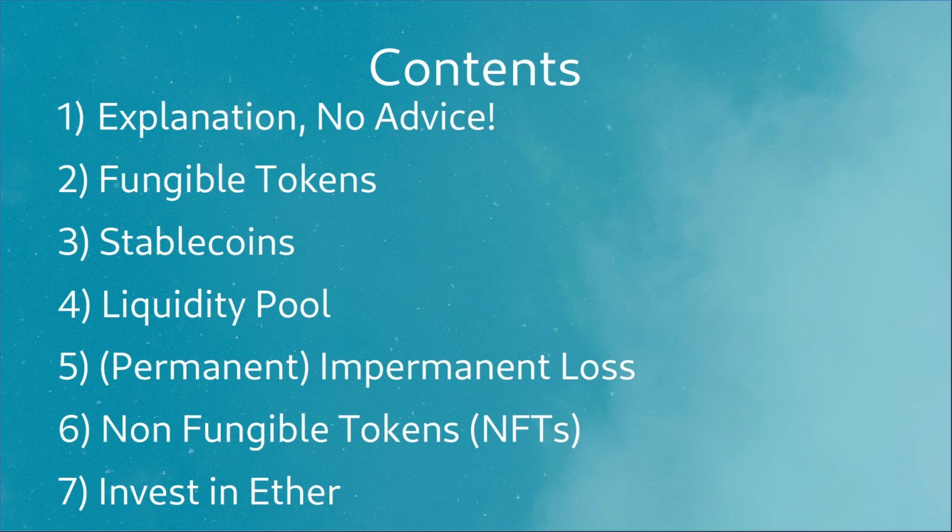In the second slide, I will explain what fungible tokens are. In the third slide, I will explain a special kind of fungible tokens called the stablecoins. In the fourth slide, I will explain what liquidity pools are. This is how most fungible tokens are traded on the Ethereum blockchain. In the fifth slide, I will explain a problem with liquidity pools called impermanent loss. In the sixth slide, I will explain what non-fungible tokens are. And in the last slide, I will explain how you can invest in Ether, the native currency of the Ethereum blockchain.